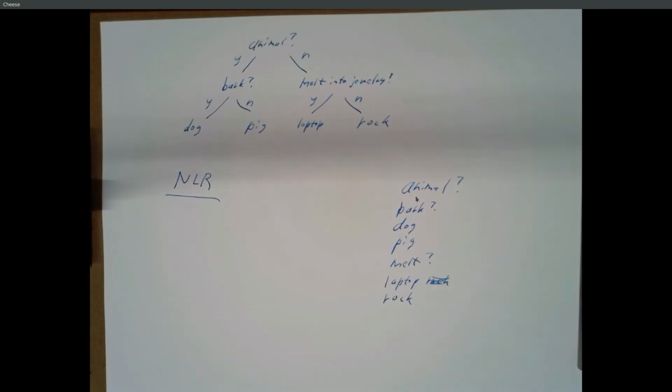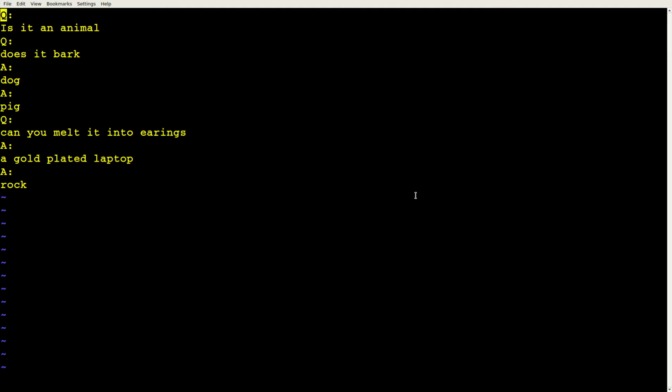And there's one detail on the formatting. Each line of the file begins with either a Q colon or an A colon, and the next line is either the question or the answer. So each node in your tree basically occupies two lines of the file. So Q colon is an animal, Q colon does it bark, A colon an answer, and so on.